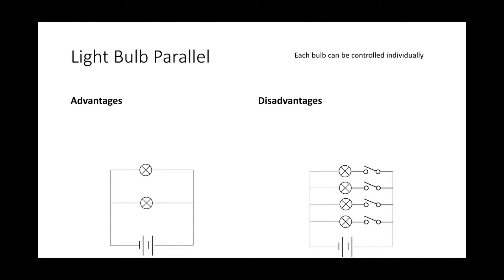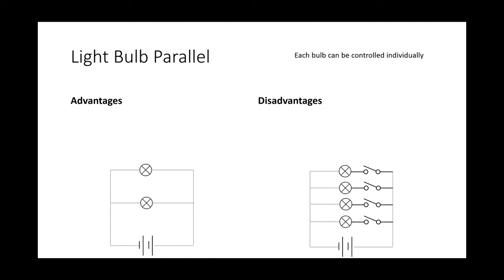Just now we've talked about the light bulb series connection. So now we'll talk about the light bulb parallel connection. That means instead of the light bulbs being connected next to each other, the light bulbs are connected in parallel, so that they have an alternative pathway to travel. One of the good things about a parallel light bulb connection is that you can place a switch next to each of the bulbs so that each bulb can be controlled individually. So that's the good thing about it.